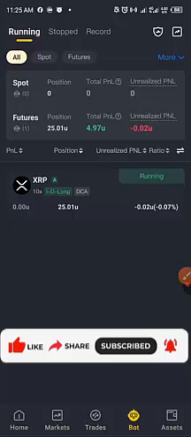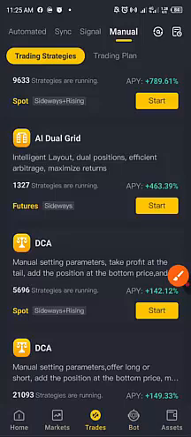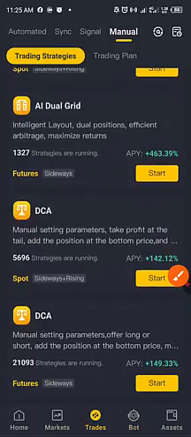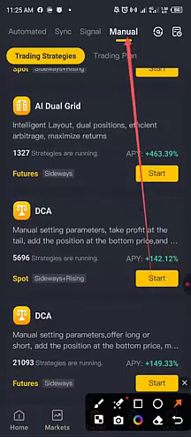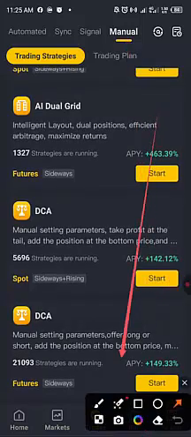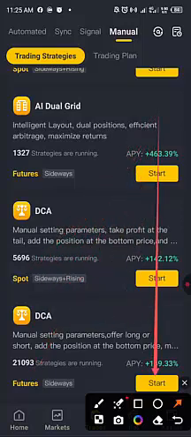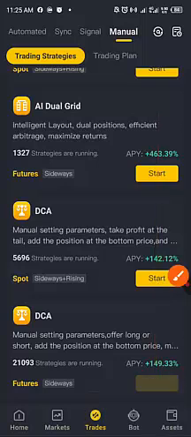All right, so to start all over again, to set up another coin, we come over to where? We come over to trade. Right, we click on trade. We make sure that we are on manual, and then we scroll down to DCA and make sure it's futures, not spot, futures, and then you click on start. Okay, so I click on start.